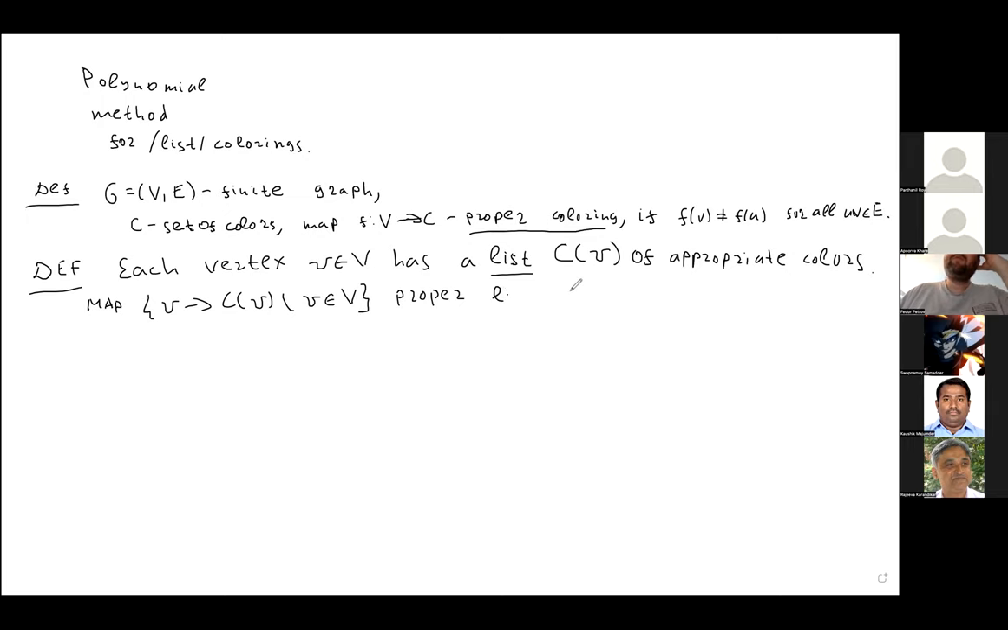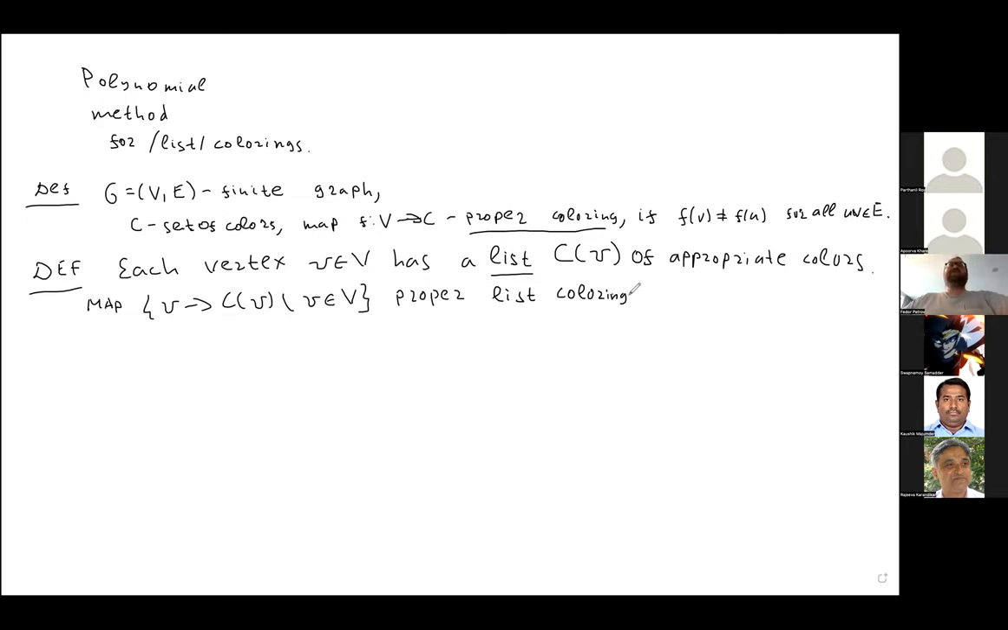Sorry, is the list C(v) always finite? Well, it may be infinite, but if some list is infinite, there are no problems to color. Indeed. So we speak only about finite graphs, and so they don't need infinite lists.